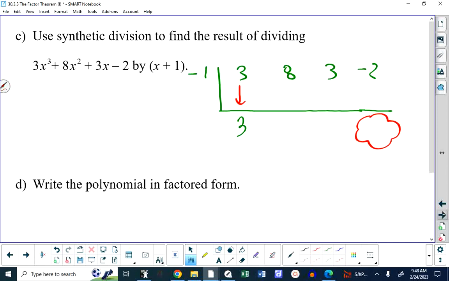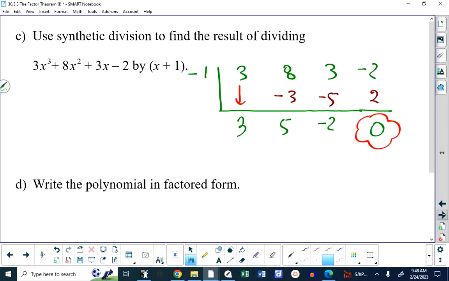So I take the -1 times 3, which is -3, and I add that, and I get 5. I take -1 times 5 and get -5, and I add that and get -2. I take -1 times -2 and I add that and I get 2. And all is right in the world because I get 0.